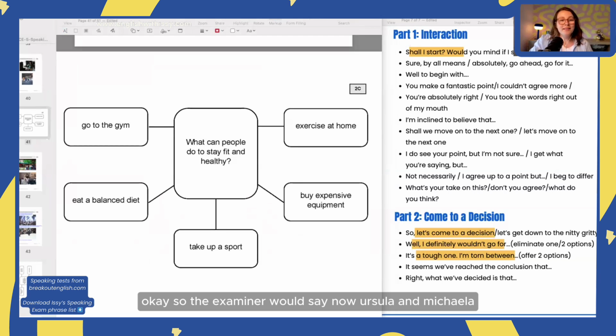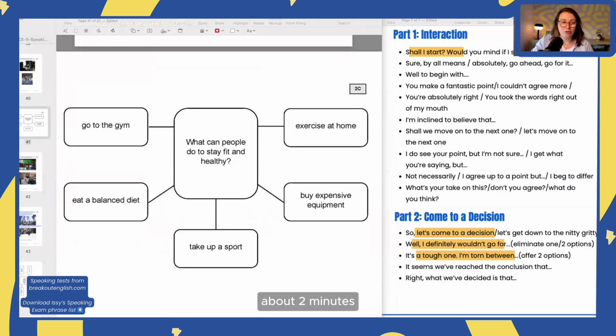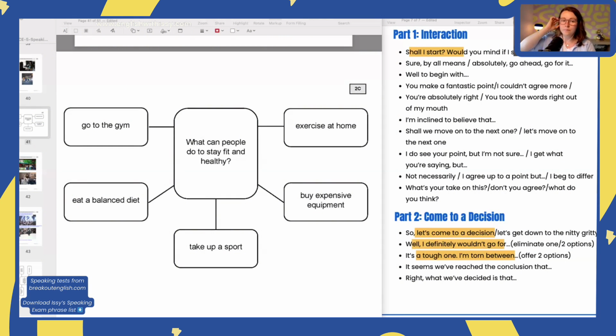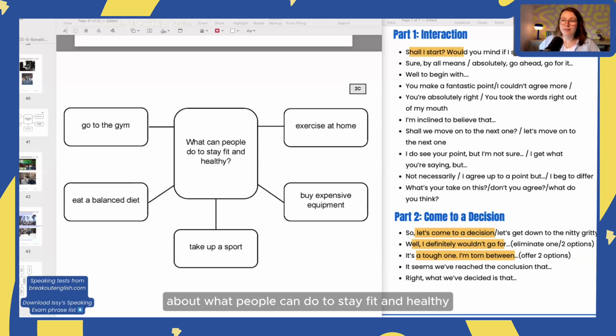Okay, so the examiner would say, now, Ursula and Michaela, I'd like you to talk about something together for about 2 minutes. A lot of people are trying to stay fit and healthy these days. Here are some things that they think about and a question for you to discuss. First, you have some time to look at the task. Now, talk to each other about what people can do to stay fit and healthy.